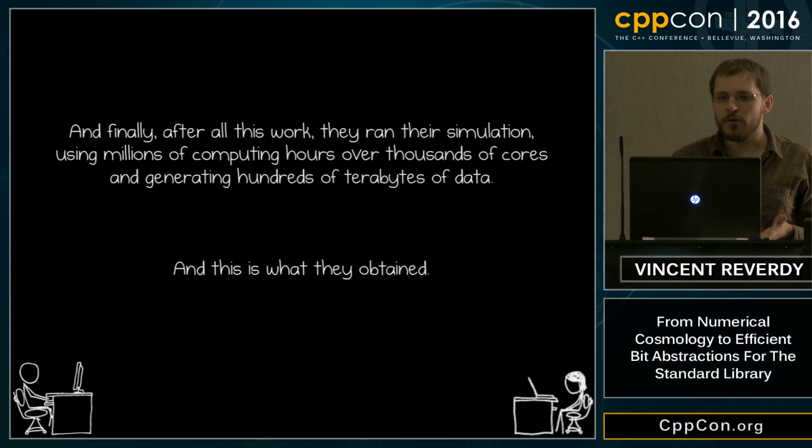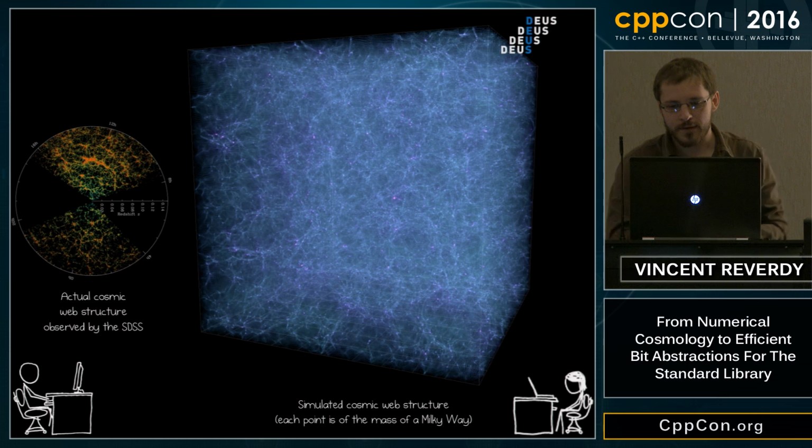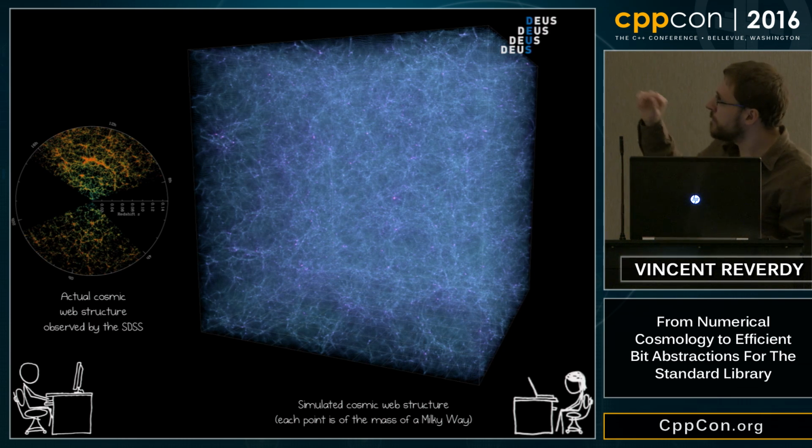And finally, after all this work, they ran their simulation using millions of computing hours over thousands of cores, and they ended up with this thing. In that kind of simulation, every luminous dot in that box is of the size of a galaxy. And what we see is that there are large-scale structures, and if we compare that to what we observe, we see the same kind of filaments.